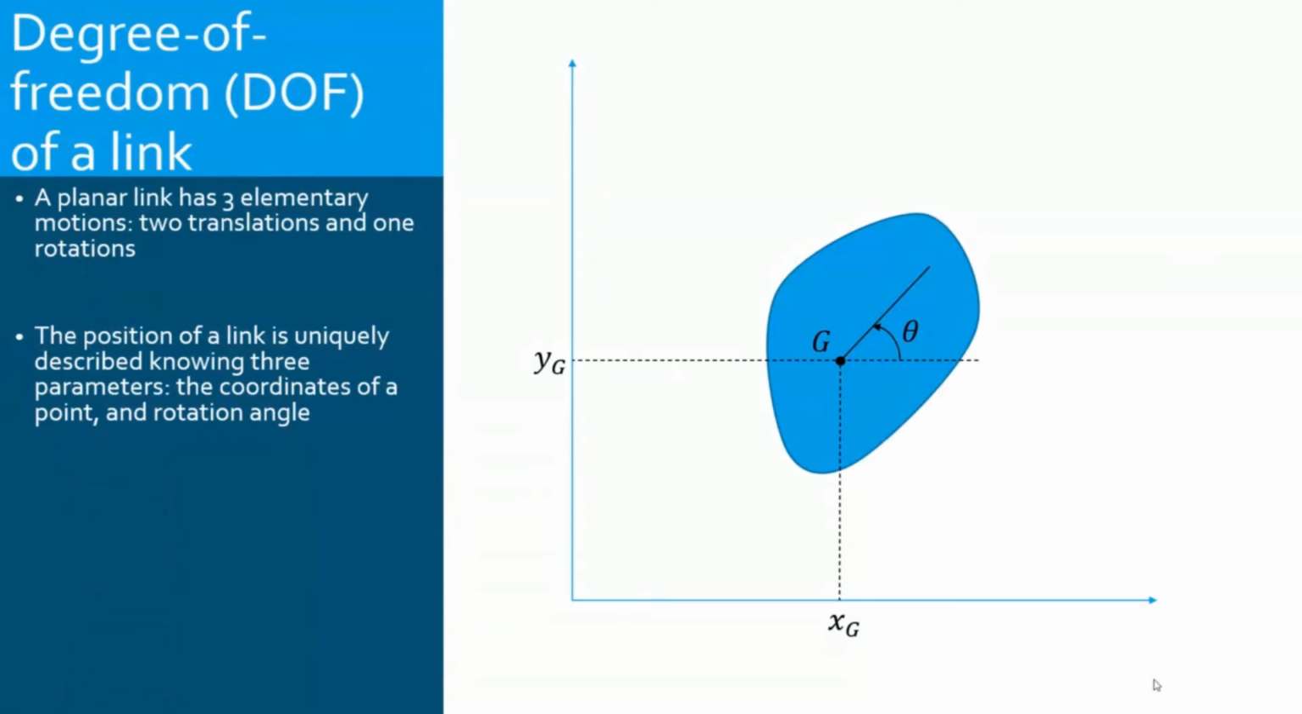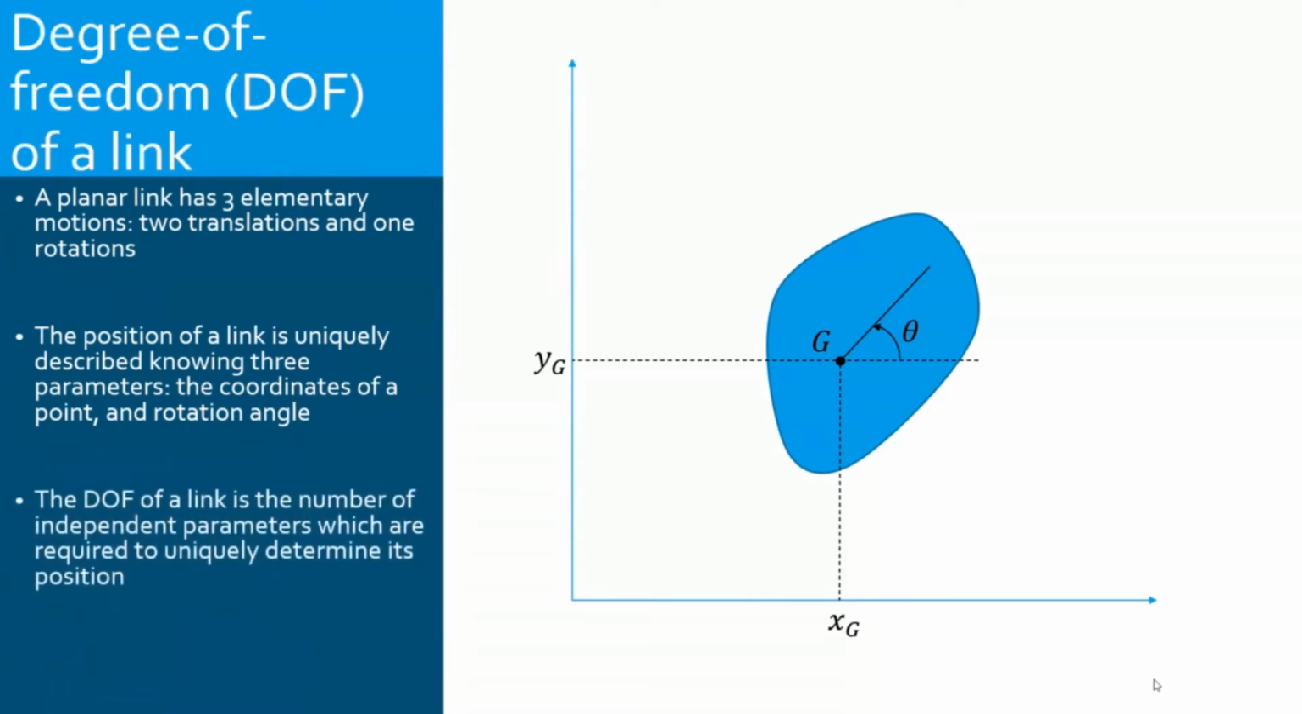What does unique mean? It means if I know this set of 3 parameters, it corresponds to only one position. If I change this set, change the values, I will obtain another unique position. So this set of 3 parameters describes in a unique way the position of the rigid body. And this is what the degree of freedom means.